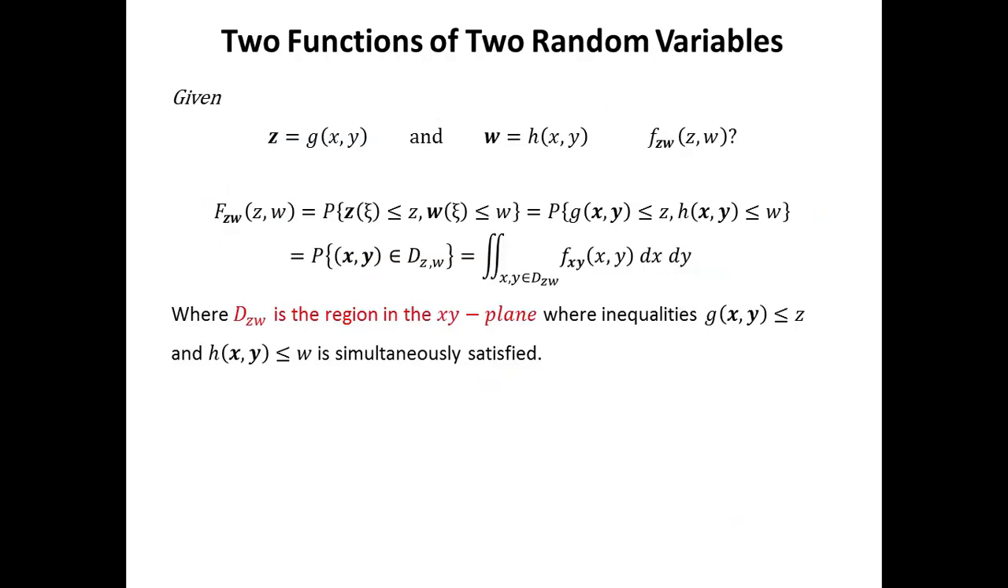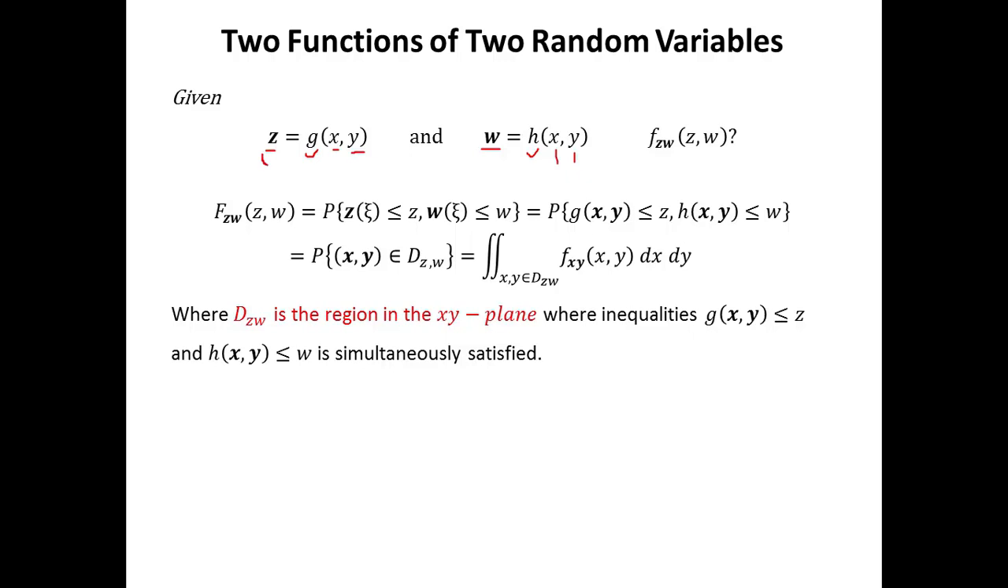Now let us move to a slightly complex scenario where we have two random variables x and y, and they are used to generate two different random variables z and w. So we use the two random variables x and y along with functional behavior g in order to generate z. Then we use the same random variables x and y but with different functional behavior h to generate another random variable w. So z and w are two random variables generated by x and y, but with different functional behavior g and h respectively.